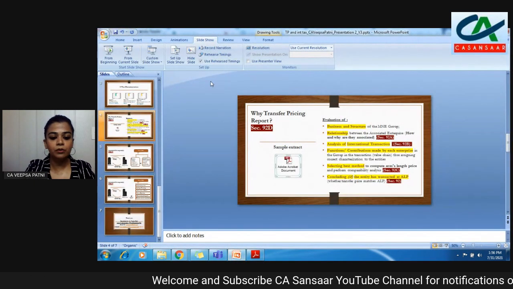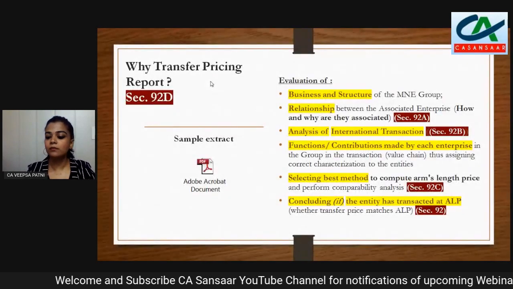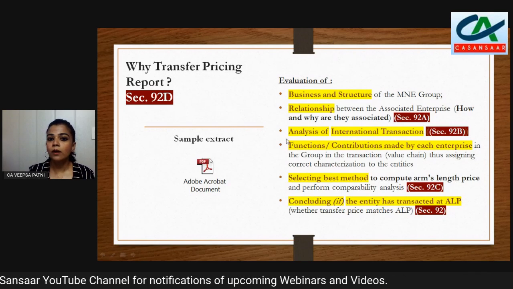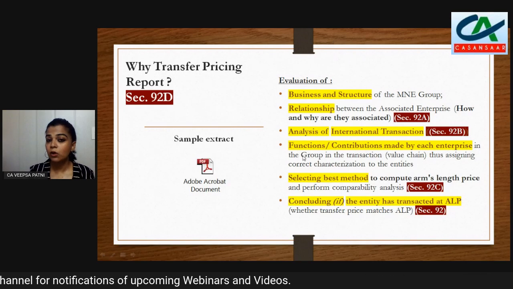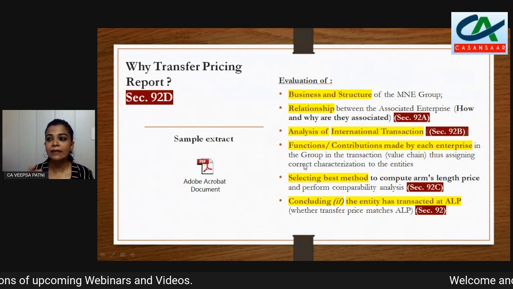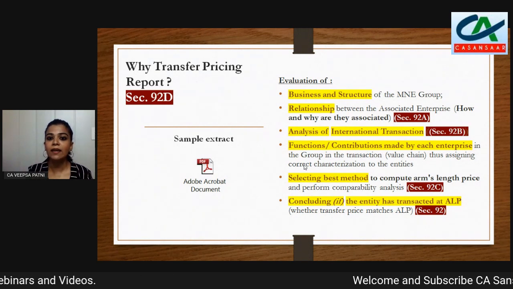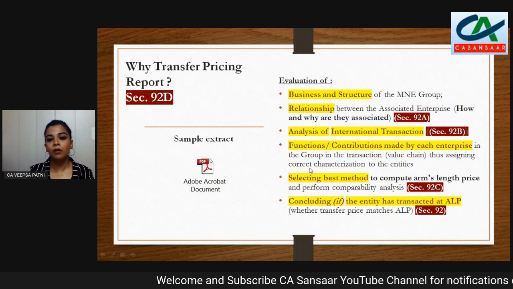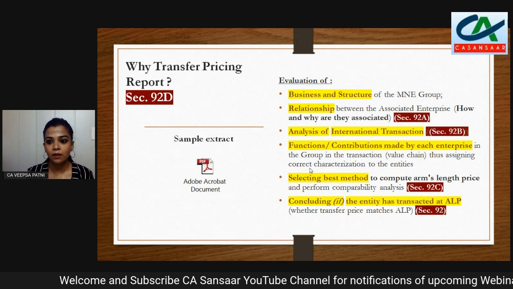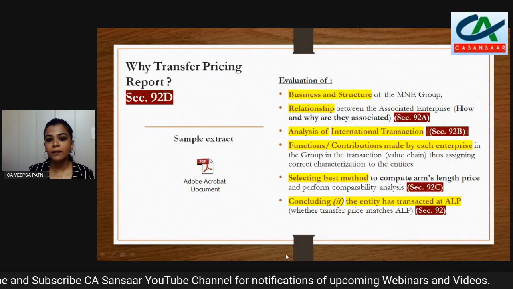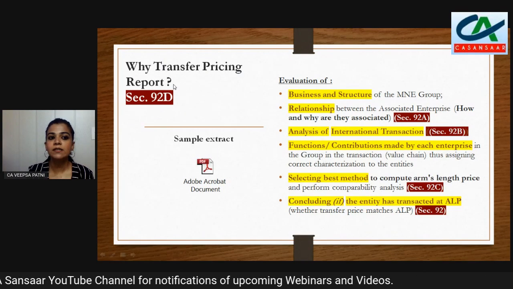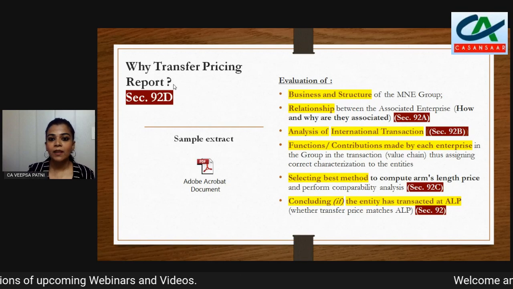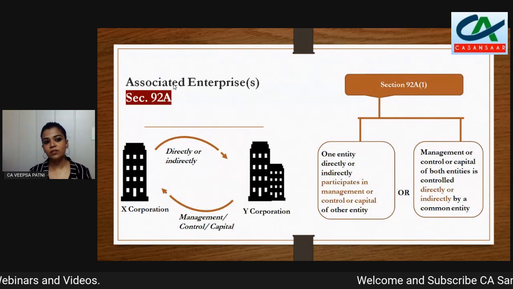Now we get back to our presentation. Now we know why we talked about these sections. We got an idea in exact detail why these sections are very important for reaching the conclusion of a transfer pricing analysis. Unless we know these details, we will not be able to evaluate the transfer pricing analysis. So let's start with section 92A.